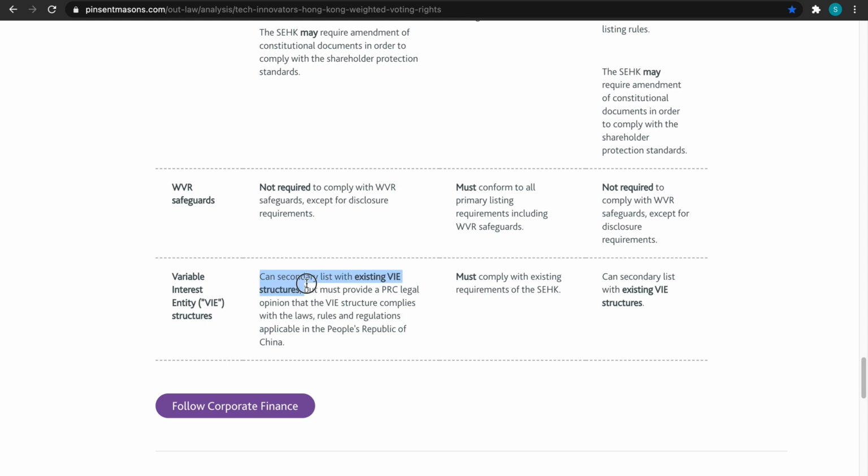Upon digging deeper, I found out that HKEX has some waivers for secondary listings which have primarily listed on a qualifying exchange on or before 15th of December 2017. This includes companies like Xiaomi, Alibaba, JD, and so on. For these companies, they are waived off the WVR safeguards of having a minimum 1/10 voting rights, and they are able to list with their existing VIE structure as long as they provide a PRC legal opinion that the VIE structure complies with the laws, rules, and regulations applicable in the People's Republic of China. In other words, as long as the PRC government acknowledges the VIE structure.